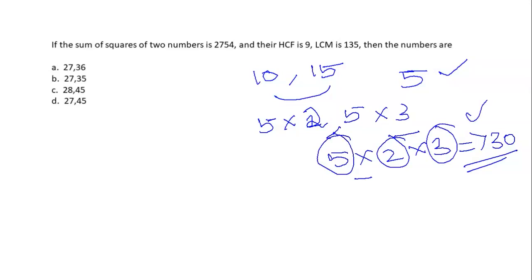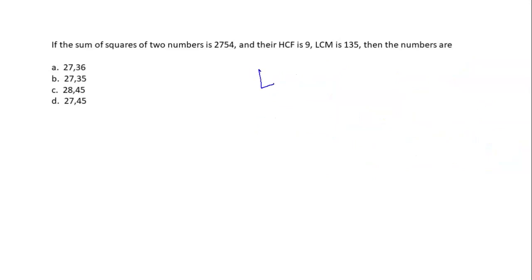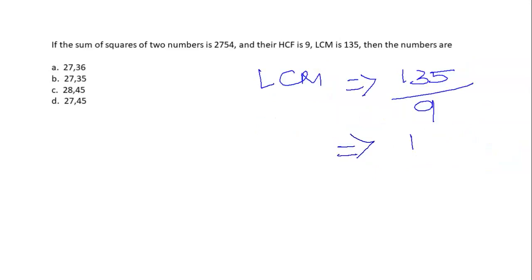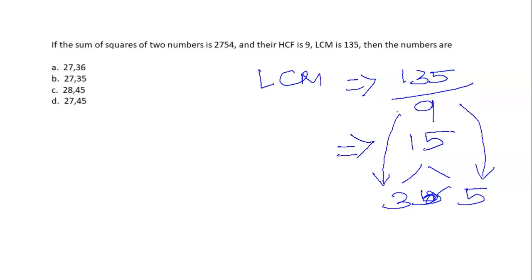In this question we have the HCF as 9, and our LCM should also have the HCF in it. So LCM 135 divided by HCF 9 gives you 15. Remove the HCF from the LCM. So 15 can be written as 3 into 5. The numbers are the HCF into the ratio, so the numbers are 9 into 3 and 9 into 5.